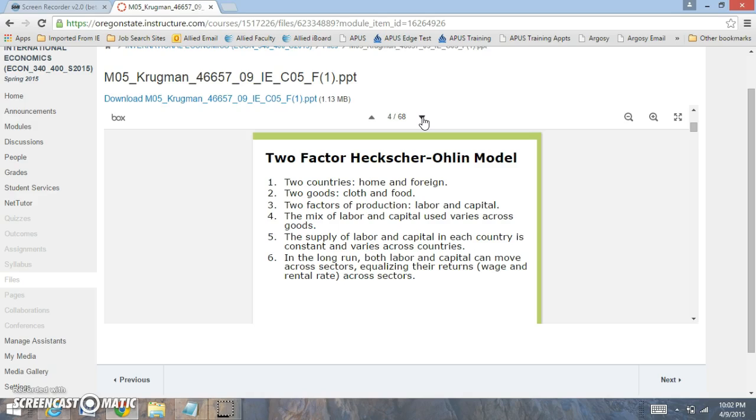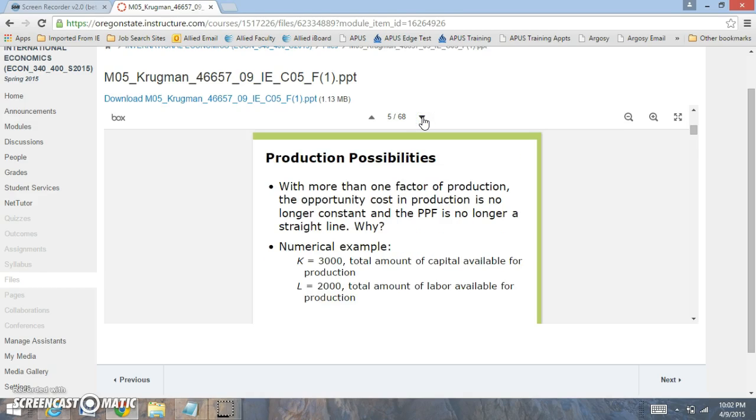When we look at this model, we're looking at 2 goods in 2 countries with a mix of labor and capital, and how the differences in labor and capital vary among these different resources. When we look at the production possibility frontier, it's going to look at how our resources are being developed and the connection of these resources as well.